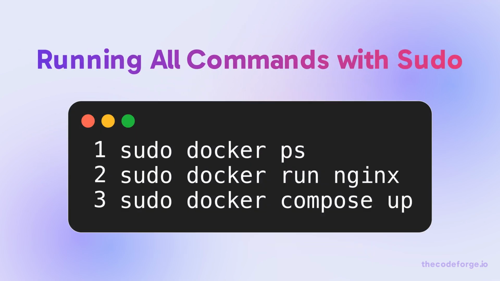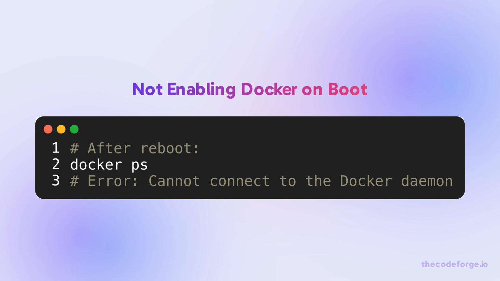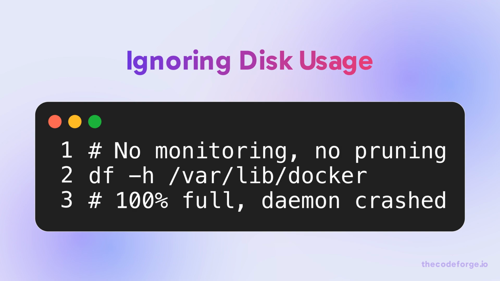Running every Docker command with sudo is a security risk and breaks scripts. The fix is to add your user to the Docker group. After a server reboot, Docker is not running and all containers are stopped. Always enable Docker to start on boot with systemctl enable docker. Disk exhaustion is the one cause of daemon crashes. Monitor disk usage and set up automatic pruning to prevent silent failures.